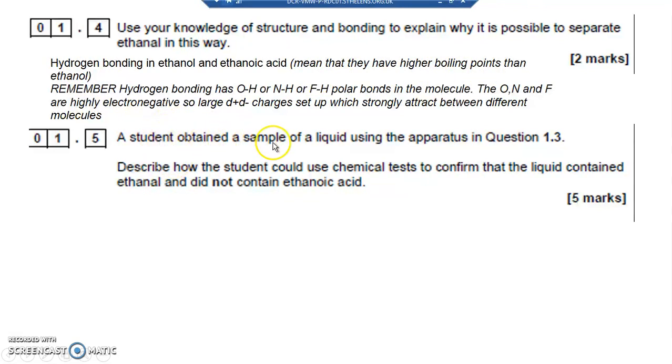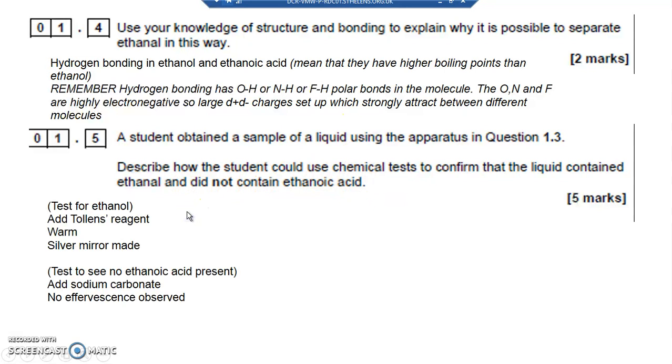Okay, a student obtained a sample of liquid using the apparatus. Describe how the student could use chemical tests to confirm that the liquid contained ethanal and did not contain ethanoic acid. Lots of marks here, 5 marks for 2 chemical tests. So how do you test for ethanal to show that it contains ethanal?